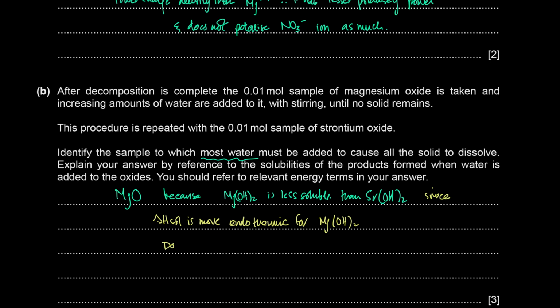What happens down the group? Down the group, both delta H lattice and delta H hydration become less exothermic. But when solubility is increasing down the group, that means that hydration stays more exothermic. So lattice enthalpy changes by a bigger factor. Okay. So we can say the change in the lattice enthalpy is greater.